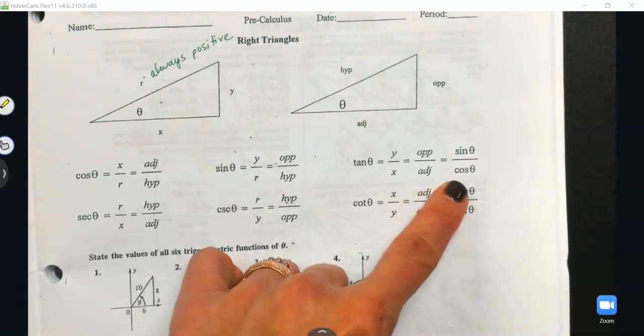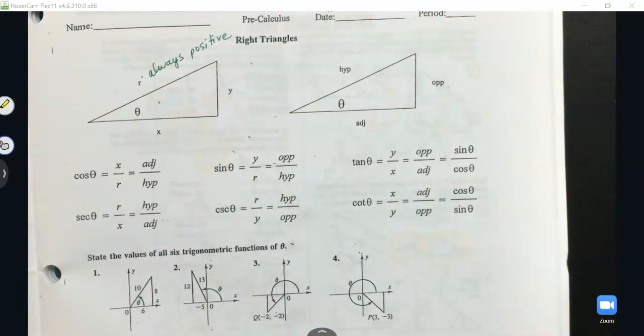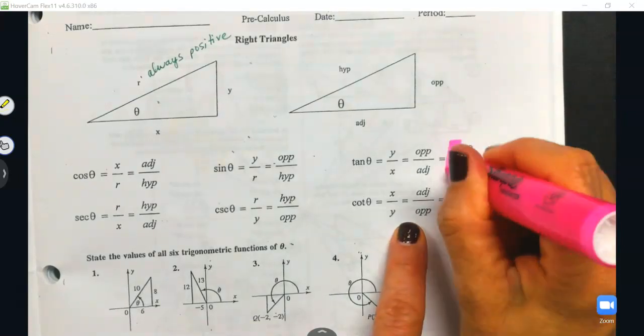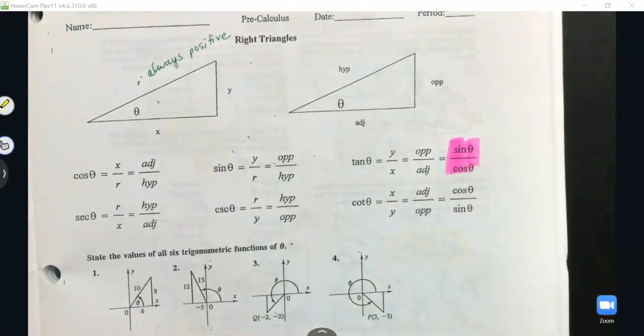And then tangent, you need to highlight this. Take the lid off the highlighter. Tangent is sine divided by cosine.